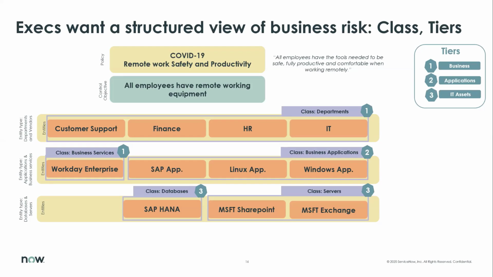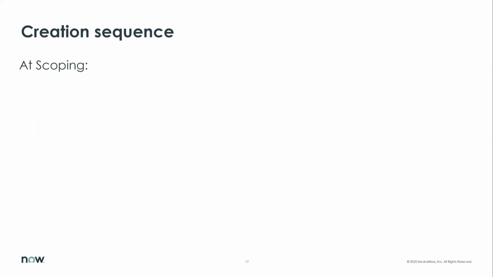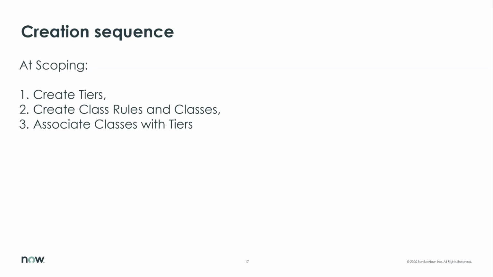So, okay, now I'd like to hear from the experts about what they advise in terms of the sequence to create these concepts and tools at the time of the entity scoping. Yeah, so the first thing that I would recommend is to start with your tiers, to define different levels of tiers in your organization. Then you create your entity class rules and also the classes, so that whenever an entity is created out of a certain table, a class can be associated with that automatically. And then you go ahead and associate those different classes that you created with the tiers that you've defined.